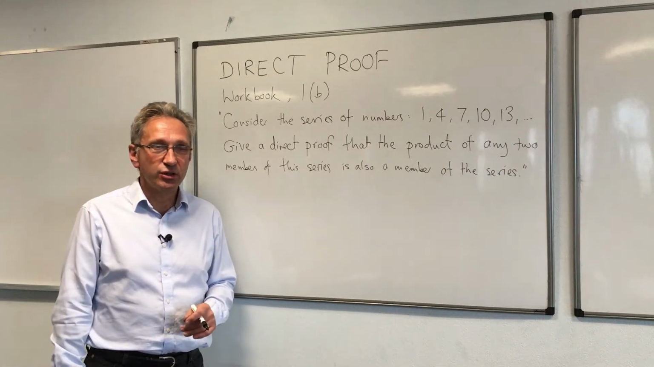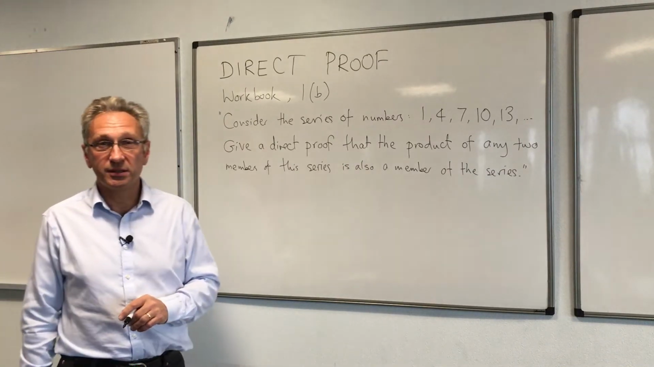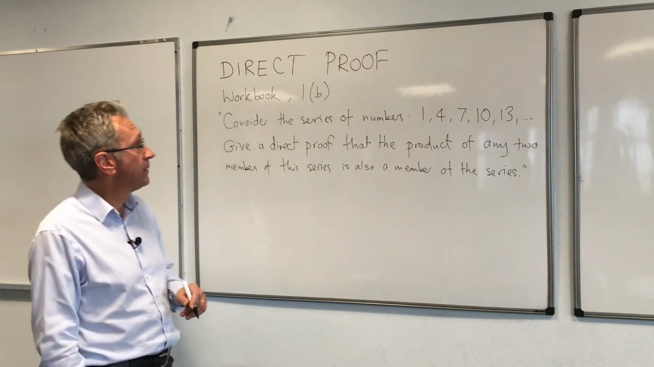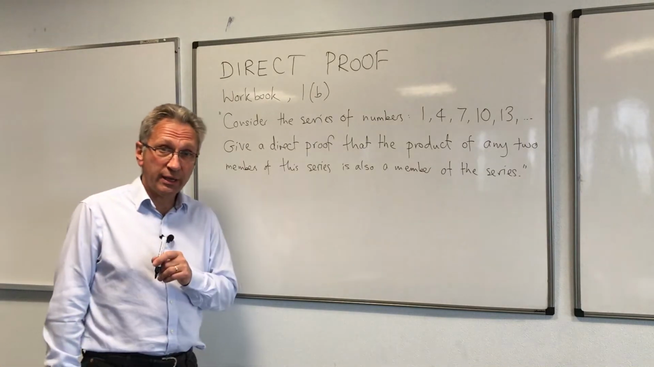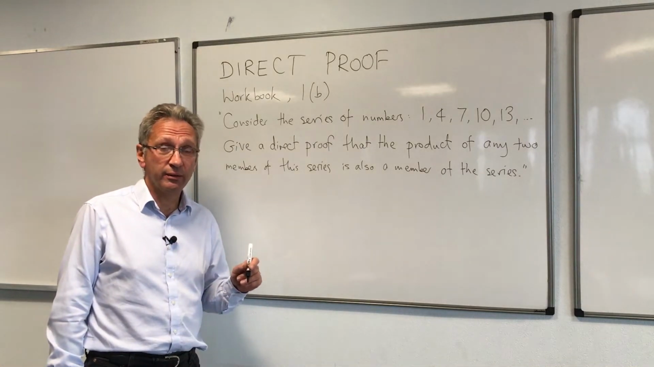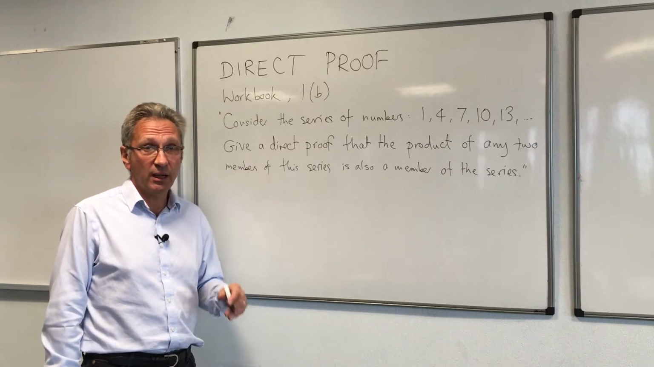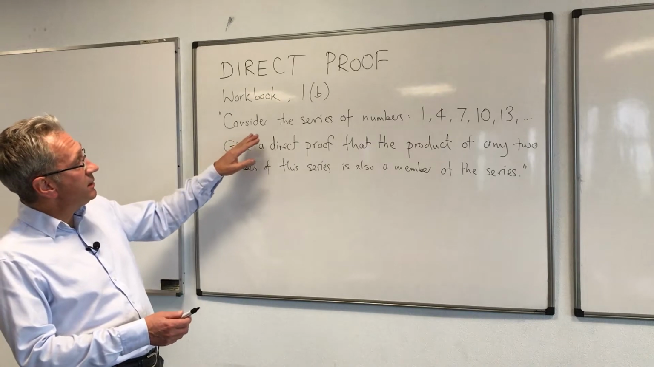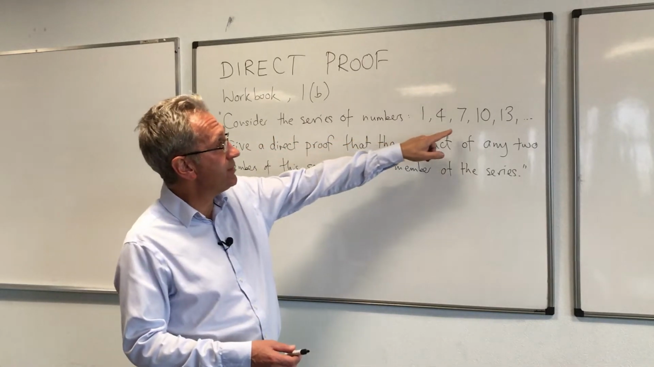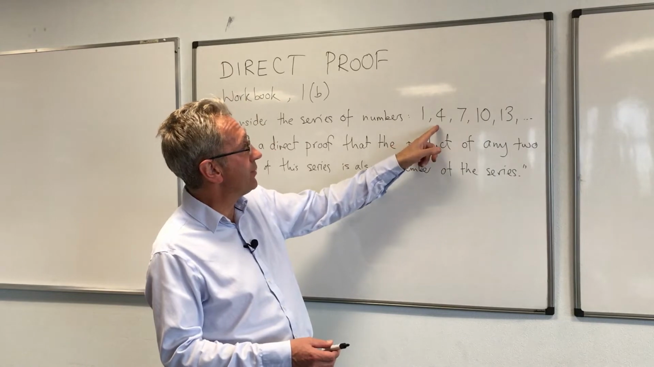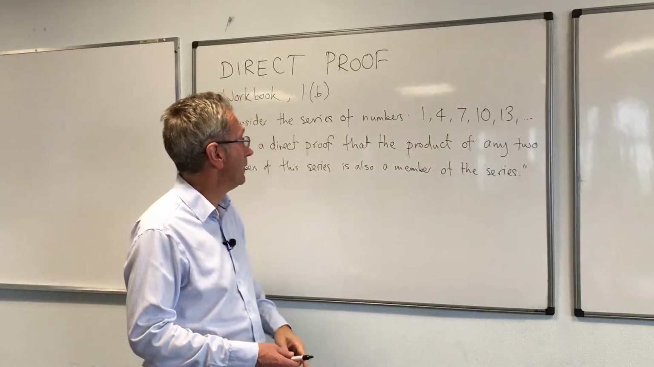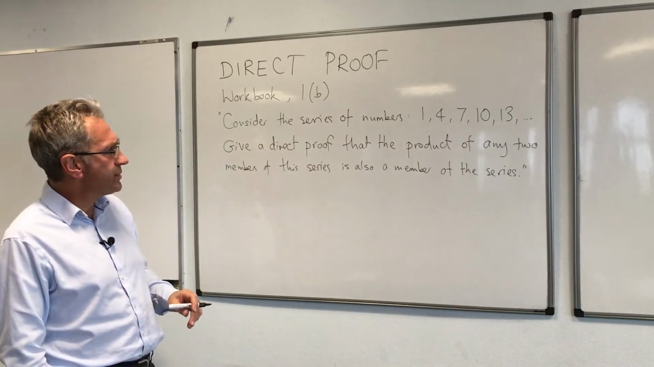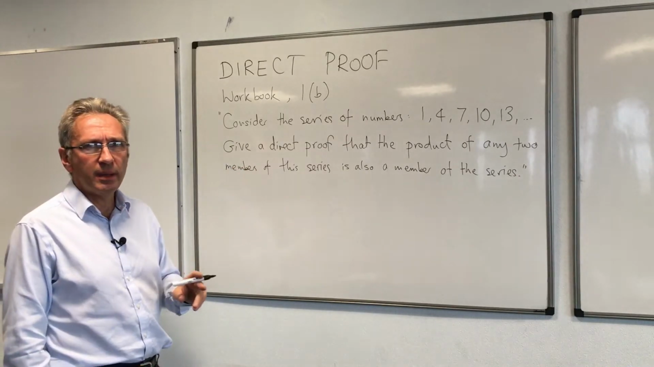So in this presentation, I'm going to look at workbook exercise 1B. That's the first one-page assignment. It's slightly trickier than some of the other direct proofs that you've seen, and we'll see why as we go along. It says, consider the series of numbers 1, 4, 7, 10, 13. So you start with 1, add 3, add 3, add 3, and so on. Give a direct proof that the product for any two members of this series is also a member of this series.